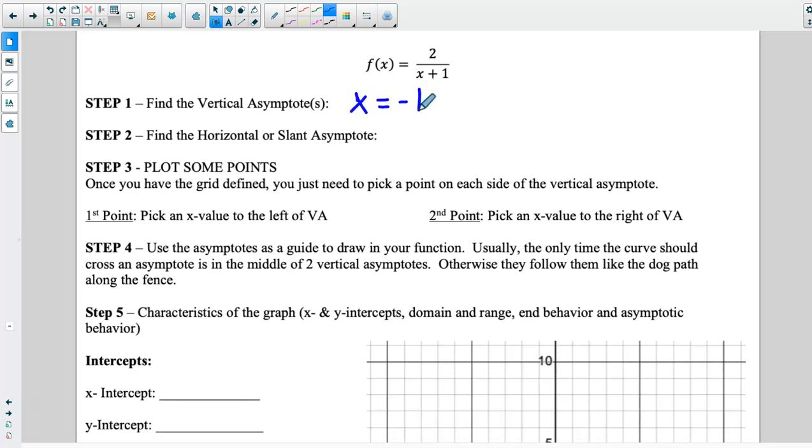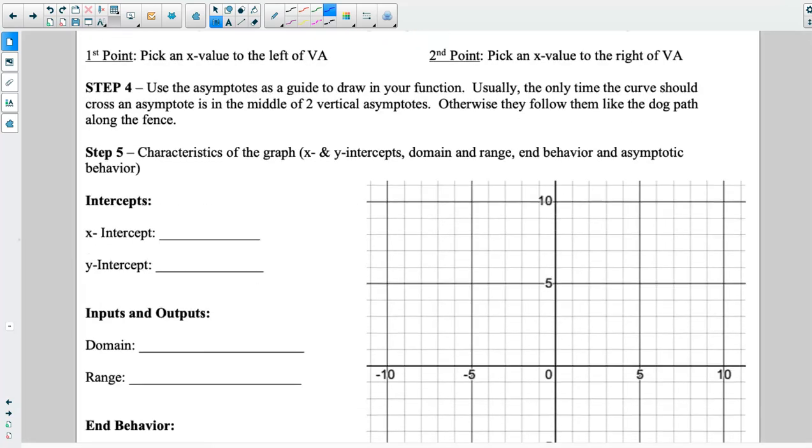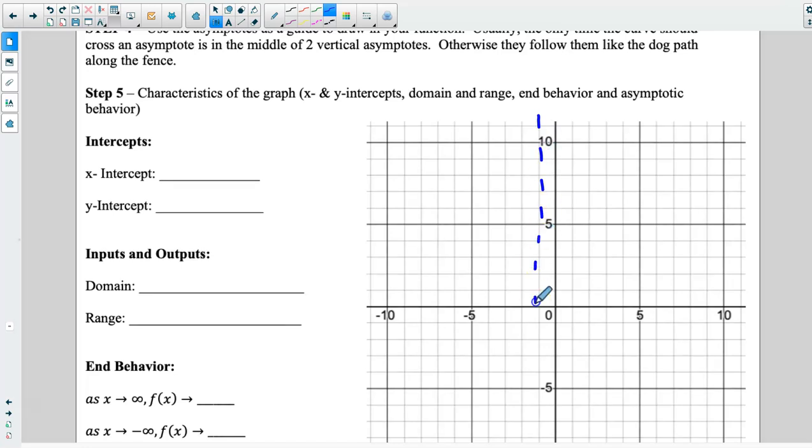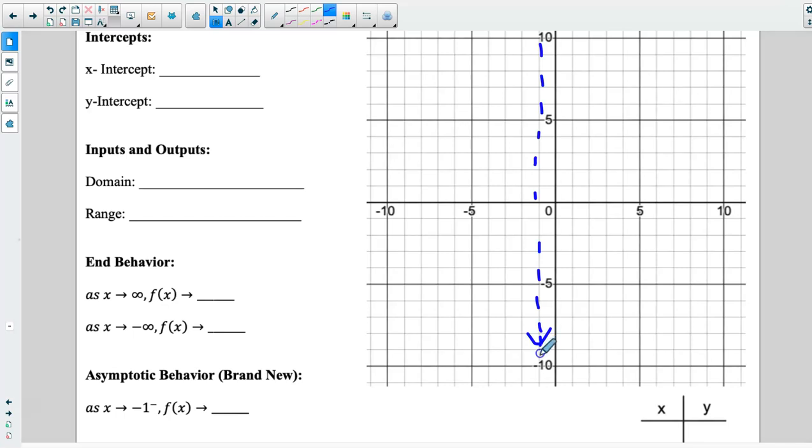And then I go to my graph and I put a little dashed line going down. Boom, boom, boom. And it looks like this. I should go down further. There we go.